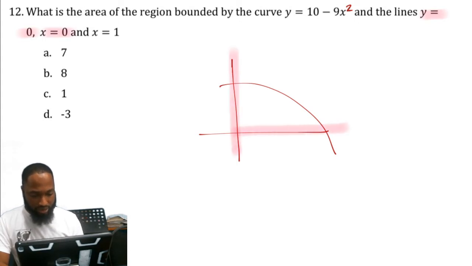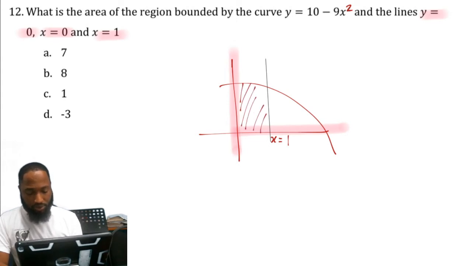So it's bounded here, and x is equal to 1. So there is some line here, x is equal to 1, right? Alright, 0, 1. So this is the area we try to find, and we try to find the value of that area. Integrate between x is equal to 1 and x is equal to 0. So you want to use a definite integral.